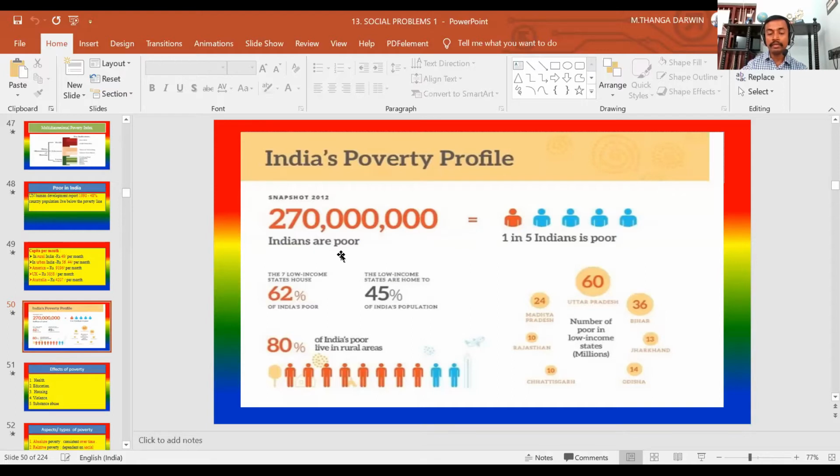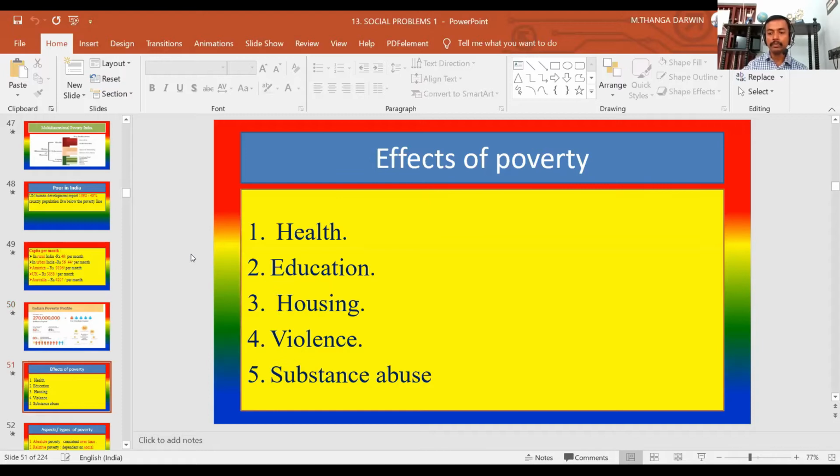270 lakh Indians are poor. 1 in 5 Indians is poor. So this is the profile regarding poverty in India. Then the effects of poverty. First, the effect on health: malnutrition.